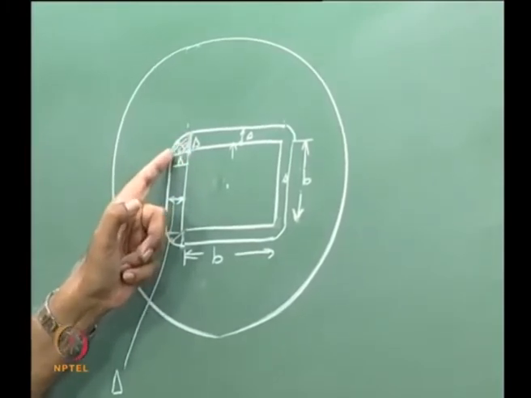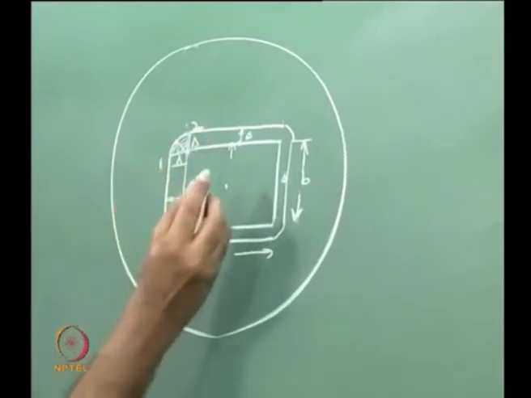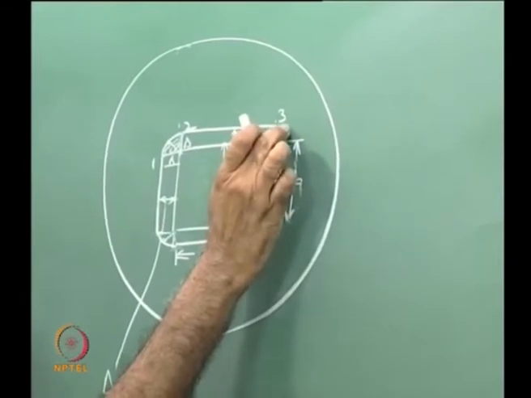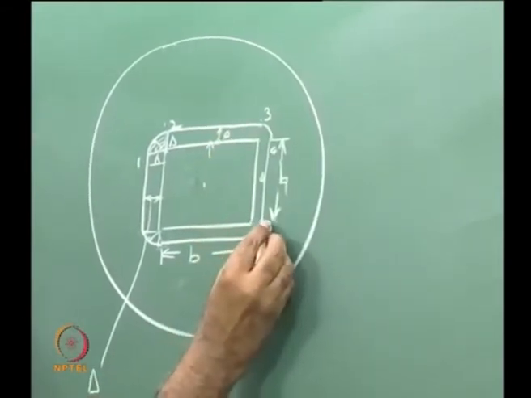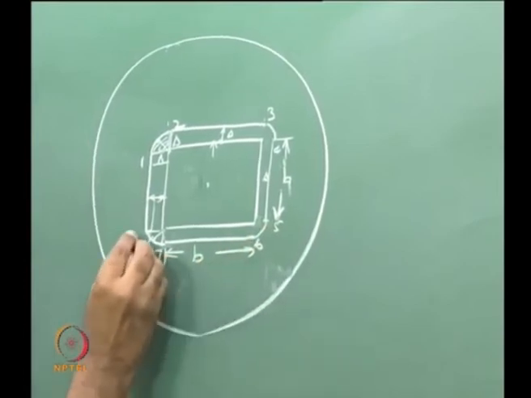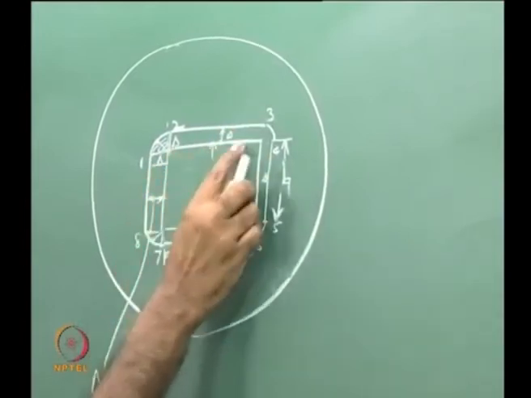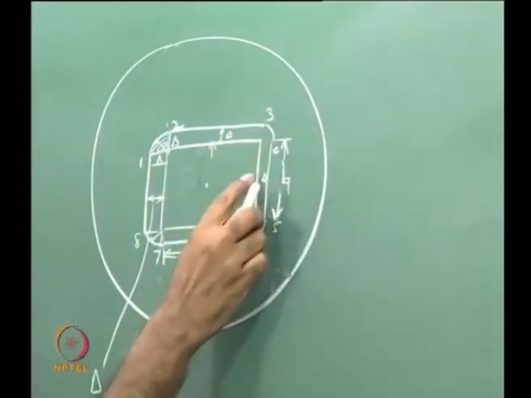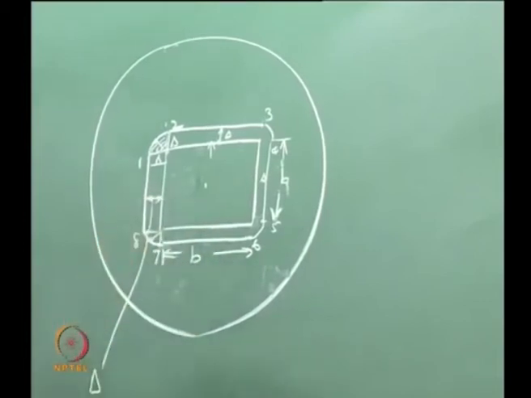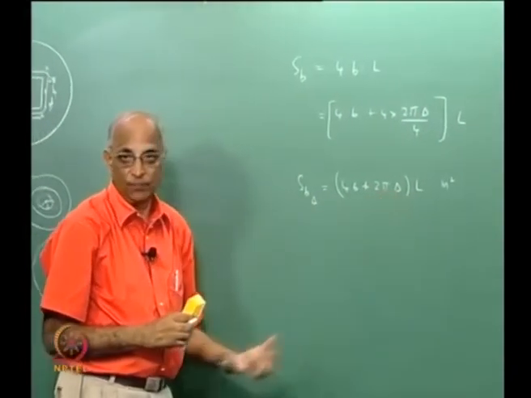divided by 4 is the length of this quadrant, let us say from 1 to 2. Similarly, from 3 to 4 the length is 2 pi delta by 4, here I have 5 to 6, the same thing, and maybe 7 to 8, whereas surfaces 2, 3 is equal to the initial perimeter, this is equal to the initial value, therefore I still have 4b plus 2 pi delta into L meter square.